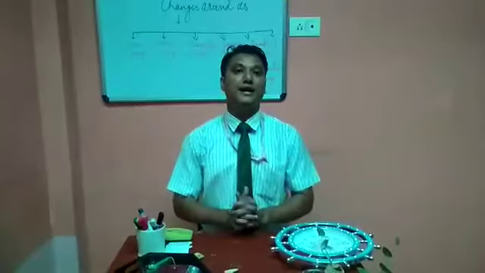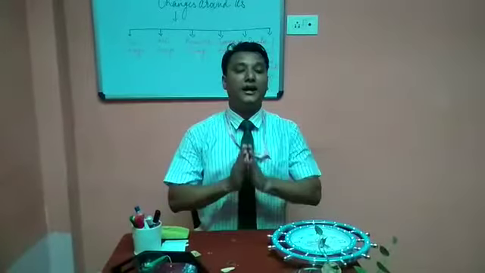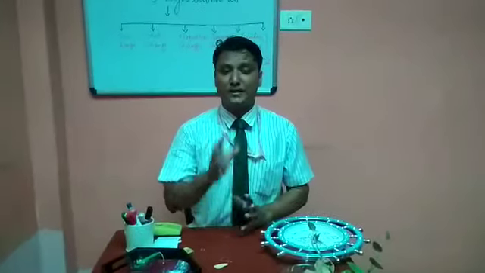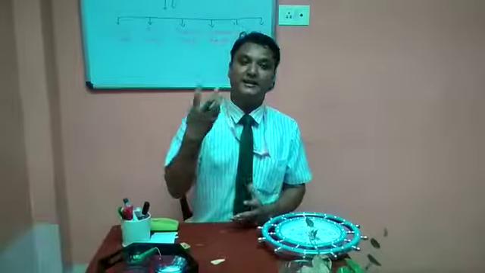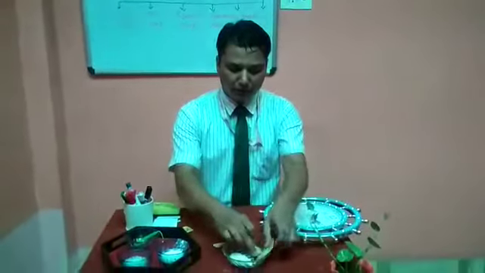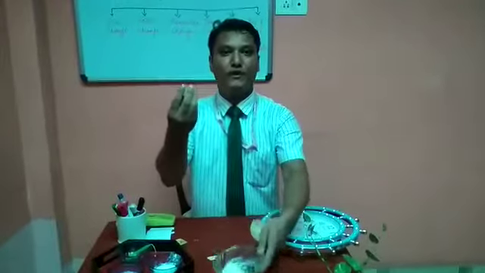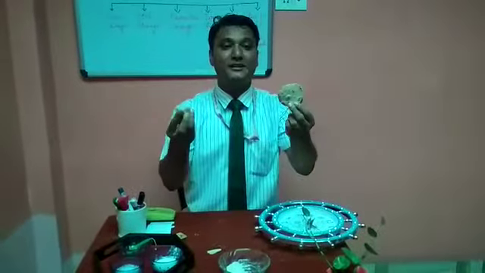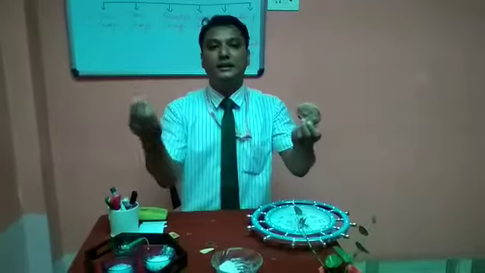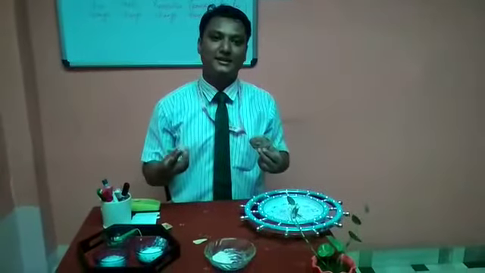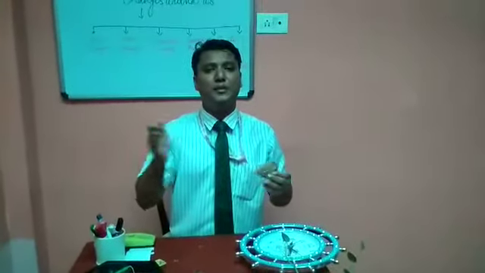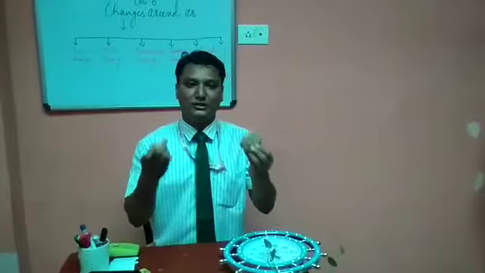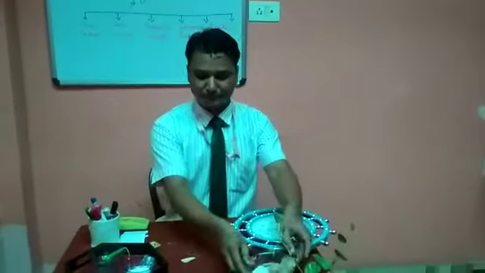Now number 2, fast change. In your everyday life you see, especially in your kitchen, when your mother cooks, she cooks pudding, she makes chapatis. So now from flour, it becomes a dough. From dough, it becomes a chapati. So it's a fast change which takes place over a few minutes. So this is an example of fast change, a change which takes place over a few minutes and happens very fast.